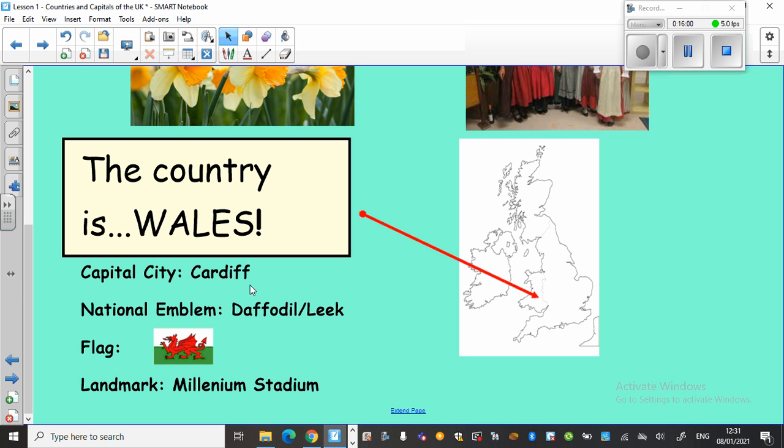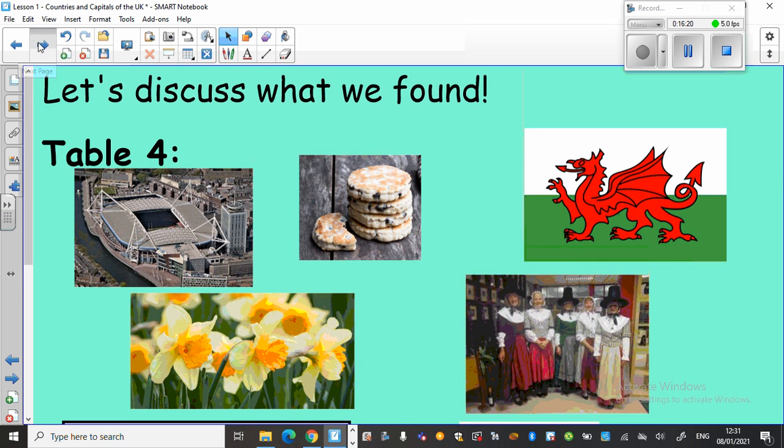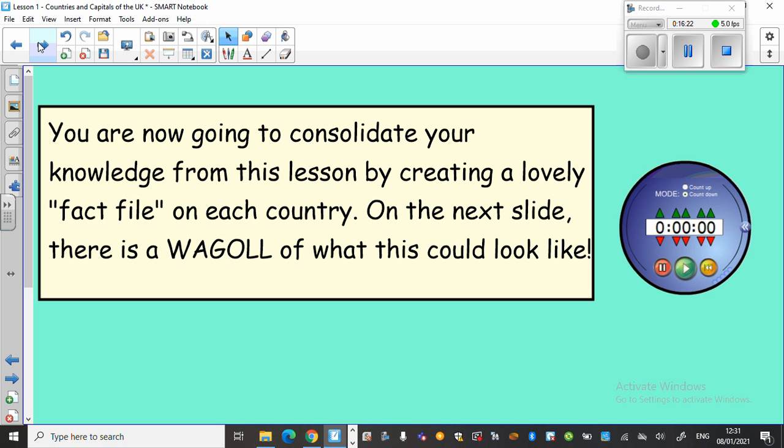So capital city, Cardiff. The national emblem is the daffodil, but also sometimes when you look, it's the leek, the vegetable, the leek. The flag, which is probably the most complicated to draw of all of them, as you will find out shortly, which is green and white background with the red dragon, and a landmark would be the Millennium Stadium in Cardiff. So that one was Wales. So you're now going to consolidate your knowledge from this lesson by creating a lovely fact file on each country.